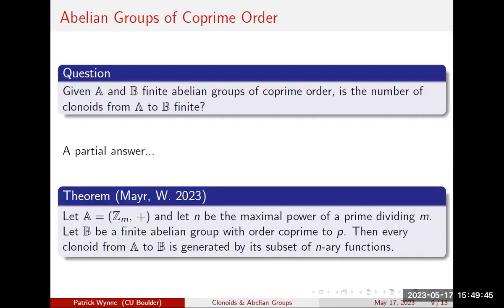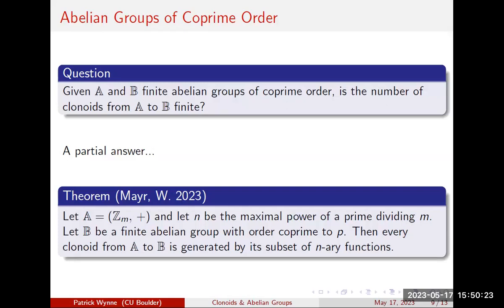This theorem now says that if we have A to be the integers modulo some natural number m, so the cyclic group of order m, and B to be an abelian group of order coprime to m, that should say. Yeah, this is a typo. So that should say that B is an abelian group of order coprime to m. Then the clonoids from A to B are actually generated by their n-ary functions, where here n is just the highest power of a prime dividing the order of A.